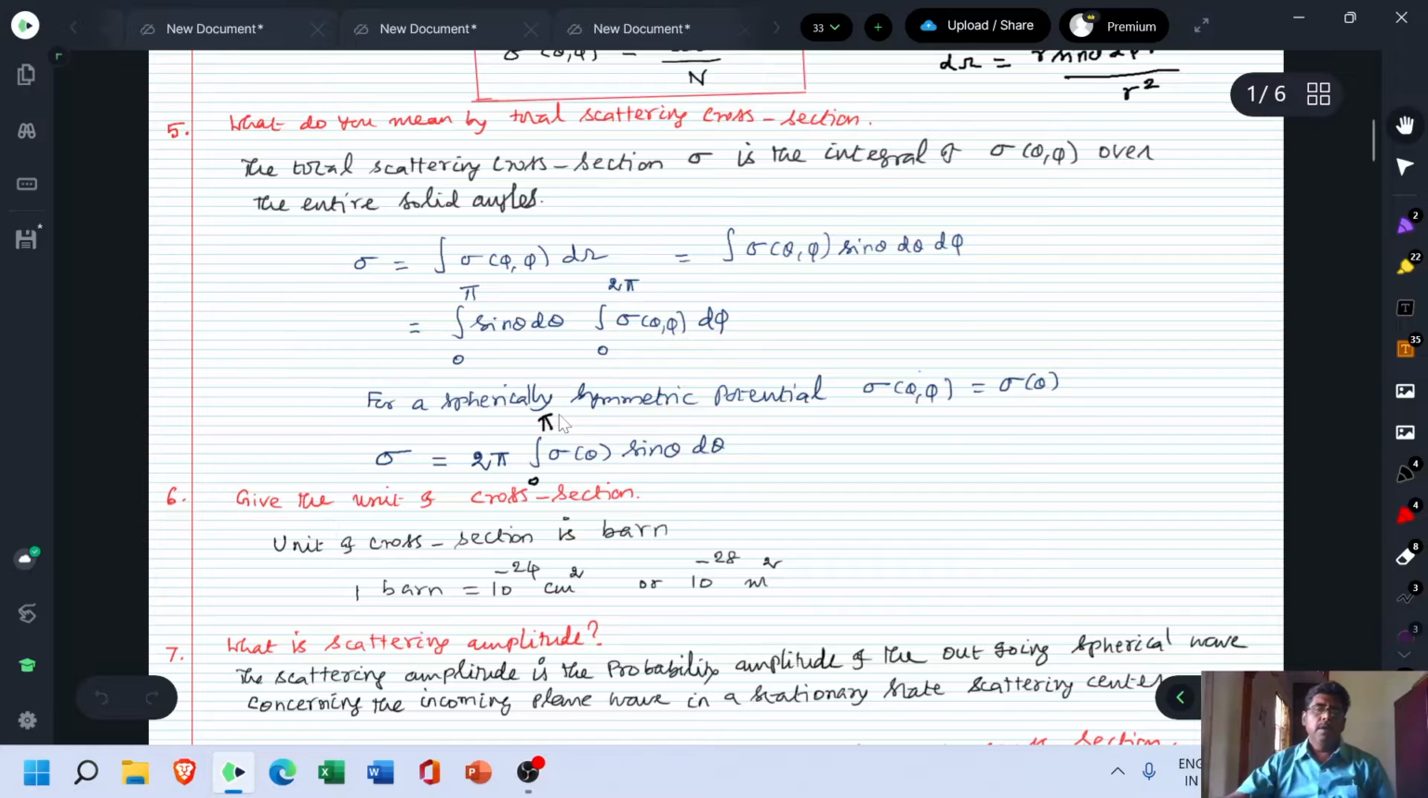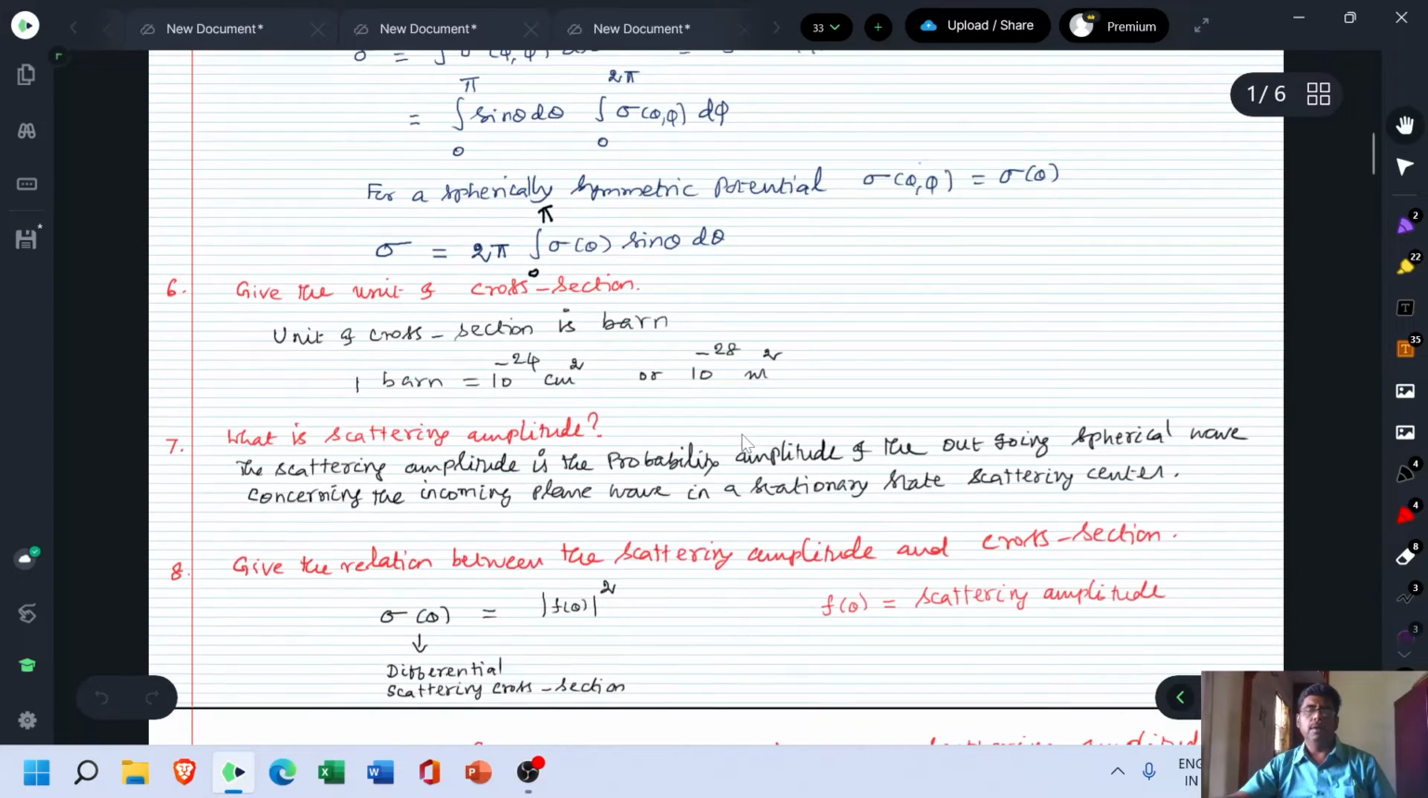For a spherically symmetric potential, which means the potential is a function of r only, sigma of theta comma phi is equal to sigma of theta. So sigma total is equal to the integral of d phi, which is 2 pi, and the rest of the quantity is sigma of theta. Sigma of theta comma phi is changed to sigma of theta because of the spherically symmetric potential. The sin theta d theta limit varies from 0 to pi. This is the formula for total scattering cross section.